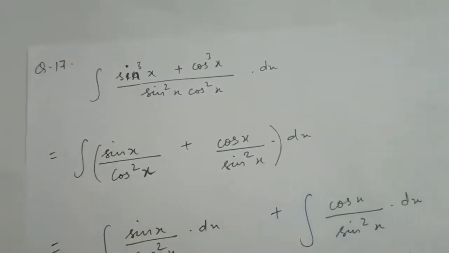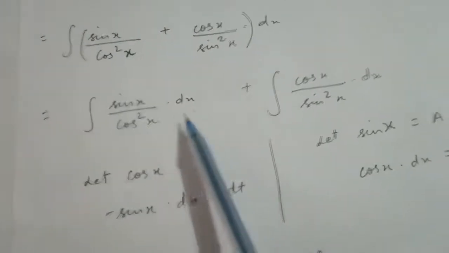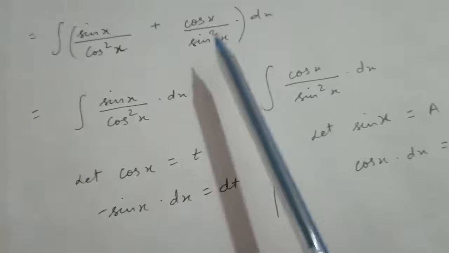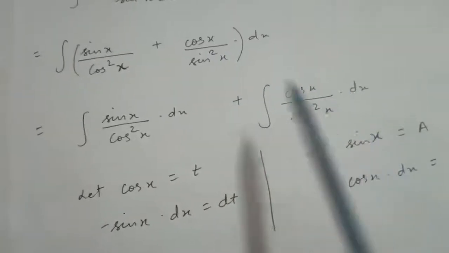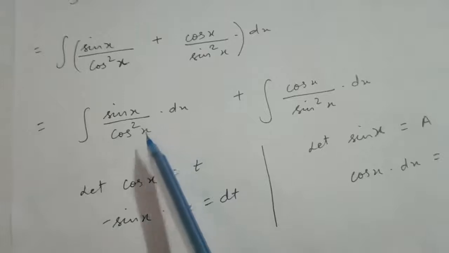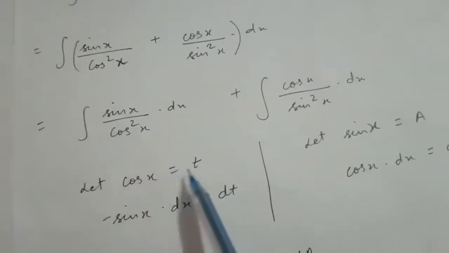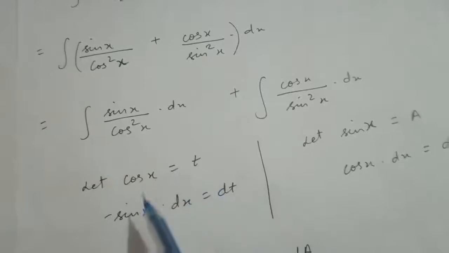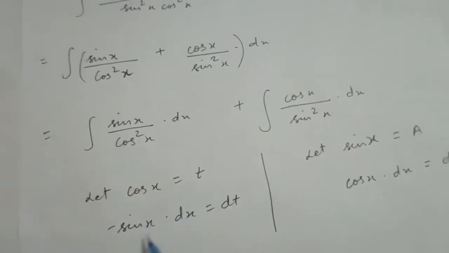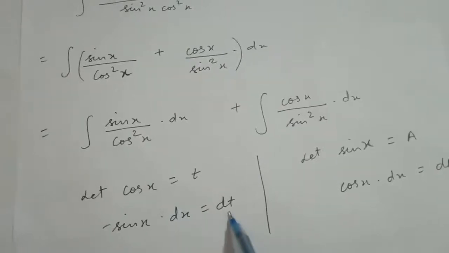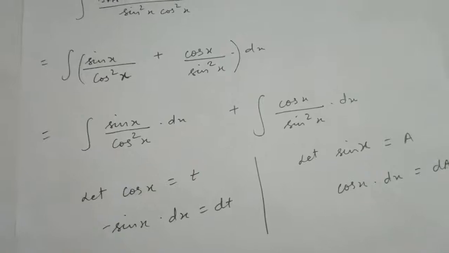Now this will become the integral of sin x upon cos square x plus the integral of cos x upon sin square x into dx, right? Now for this integral, the denominator is cos square x. So if we take cos x as equal to t, then after differentiating both sides, you will get minus sin x into dx equal to dt, and sin x into dx is present in the integrand, right?